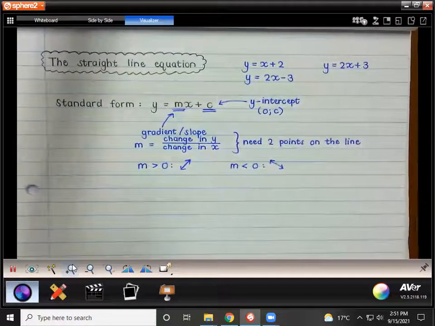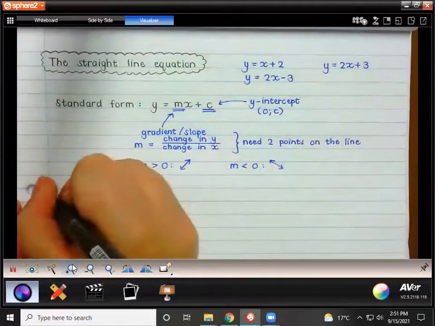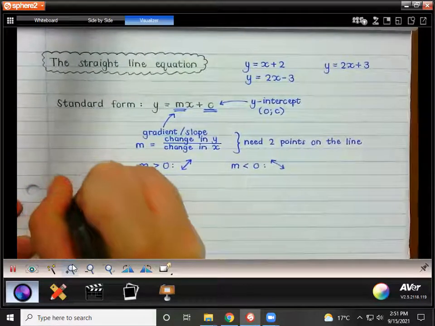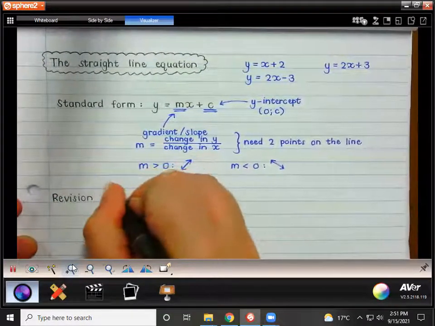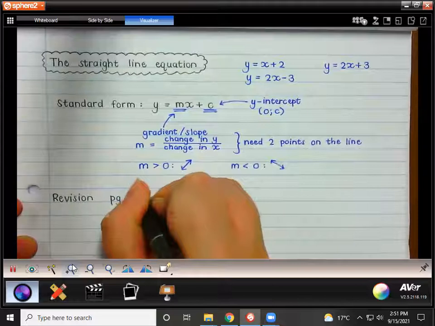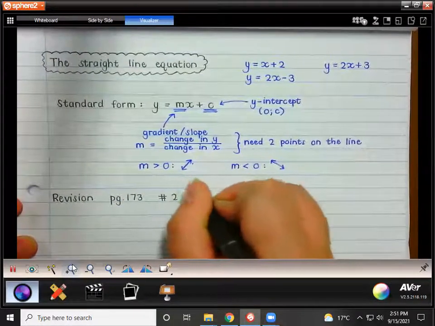Okay, we don't have much time left, so I'm not going to go into more detail now. I am giving you some homework for Friday. It's from the revision exercise, it's not a lot. On page 173, I want you to do numbers 2, 5, and 7.